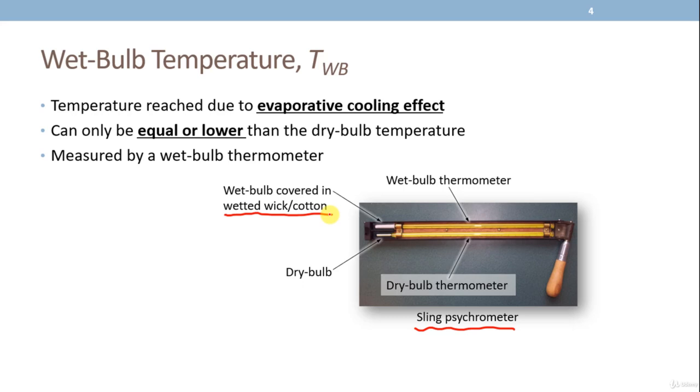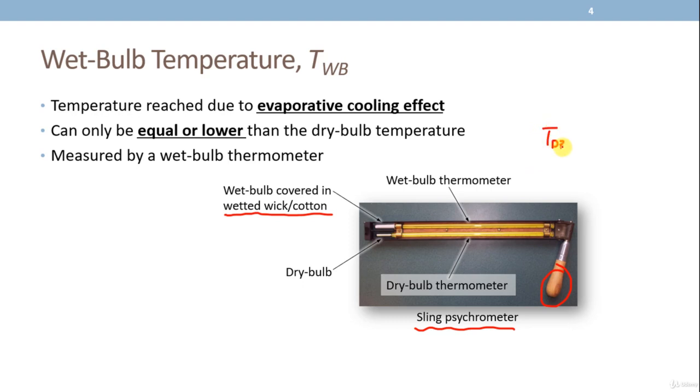So how do you use this device? You hold on to the handle, and you start to swing this device round and round. Why are we doing that? Because when you are swinging the device, you are trying to induce evaporation of the water that is on the bulb. When the water evaporates, it will remove heat from the bulb itself. So that is why wet bulb temperature will always be slightly lower than dry bulb temperature.